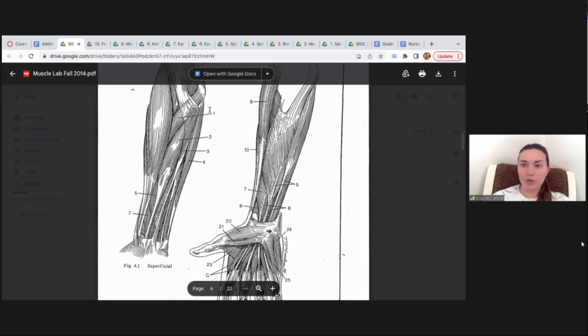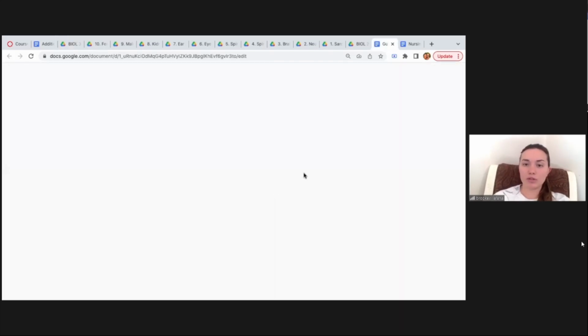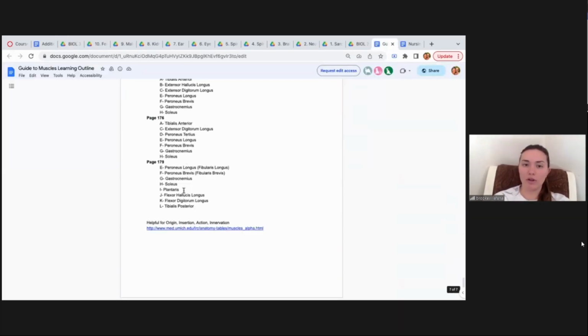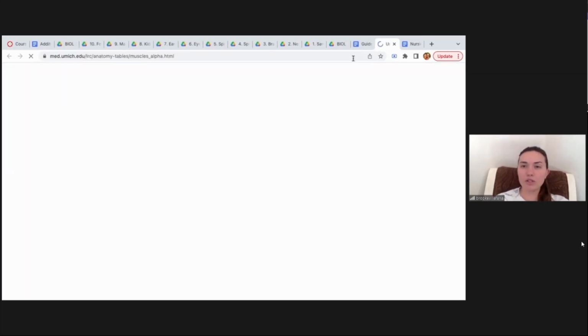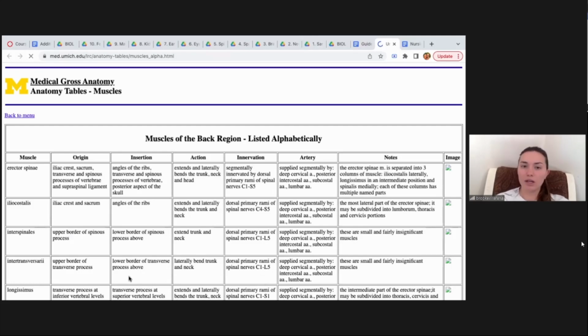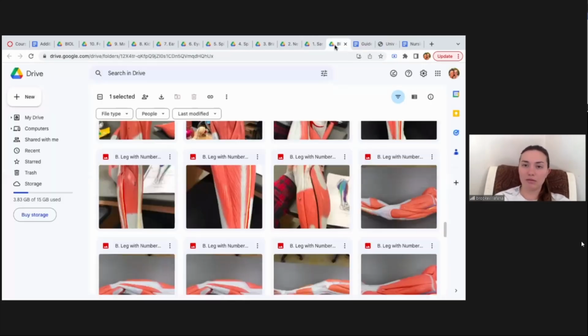Remember, you'd be doing origin, insertion, action, innervation for every muscle, handwriting it. If a muscle appears more than once, you can write on the second time, see page 1 for origin, insertion, action, innervation. Does that make sense? Like you already did it. You don't have to do it a second time for the same muscle. But for every new muscle, you need to do it again. There's a link at the end of Guide to Muscles you can follow if you want. I know I've already shown this to most of you, so that's why I'm going fast, but it is here in case anybody missed that info.